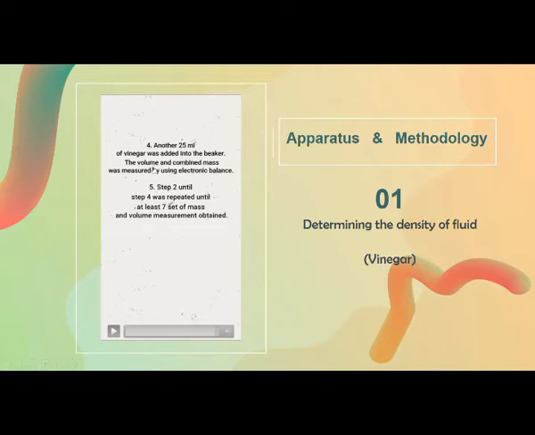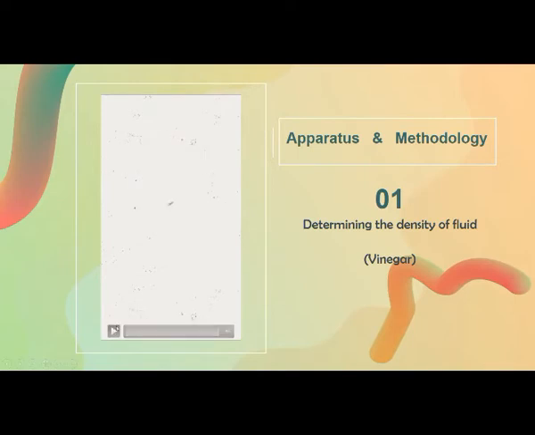For the last step, step 2 until step 4 was repeated until at least 7 sets of mass and volume measurements were obtained. That's for part 1.